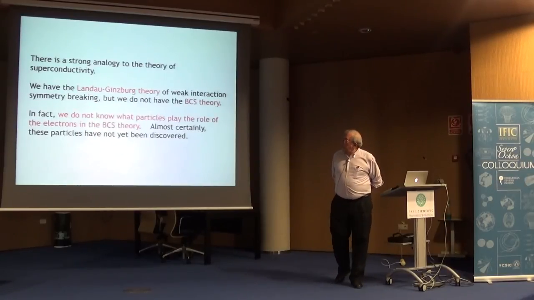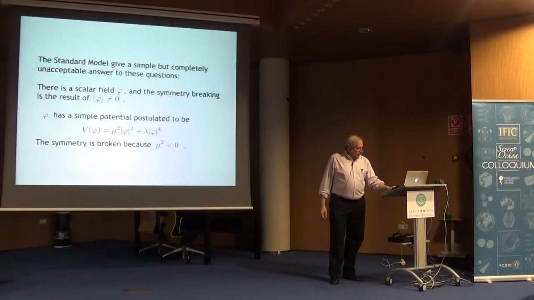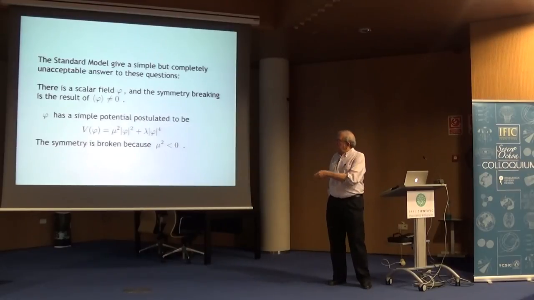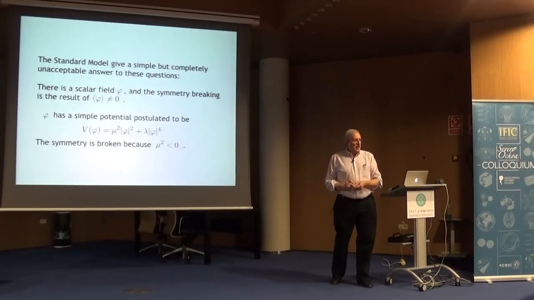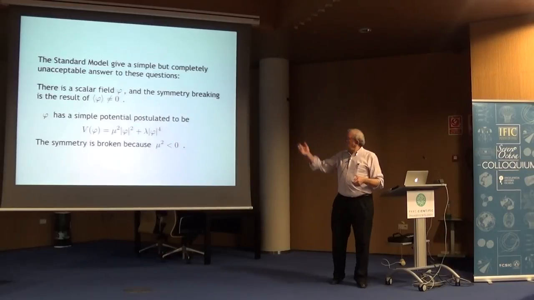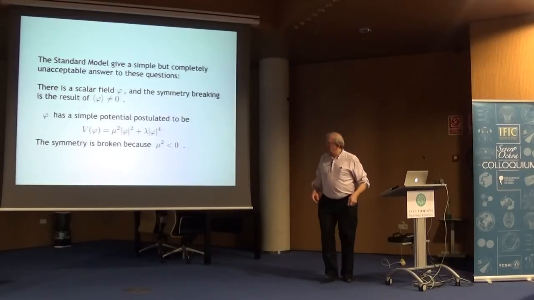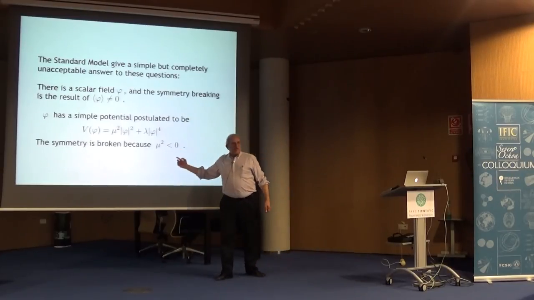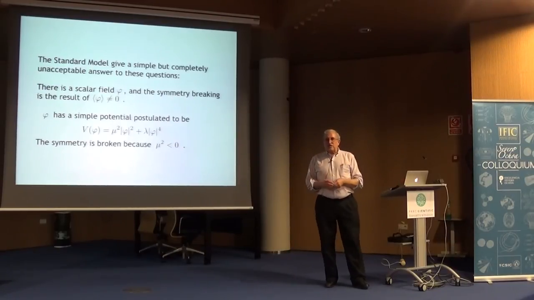Now, for me, there's a strong analogy here to the theory of superconductivity. The potential that I wrote back on this slide is exactly the potential for the order parameter of superconductivity that was written down by Landau and Ginzburg in 1950. Their argument for superconductivity was exactly the same as this argument. The superconducting order parameter, we don't know what it is, we'll postulate that it's a scalar field, we'll write down the simplest potential. We make this assumption for T below TC of the superconductor. This turned out to be a fantastically useful theory.